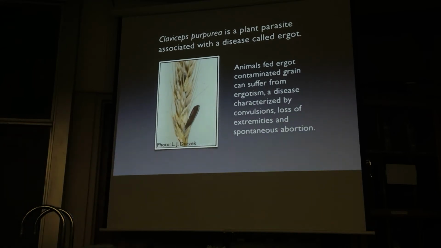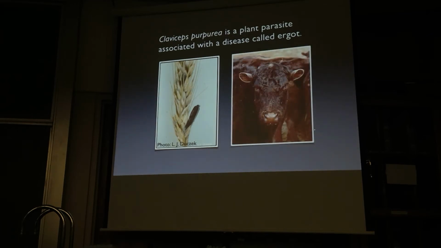They cause a disease in plants called ergot. And if animals eat plants that have ergot, they get ergotism. And it's very bad for the animals. Cattle, here you see, if you don't know what an Angus cow looks like, you might not recognize the fact that there's something wrong with its ears.